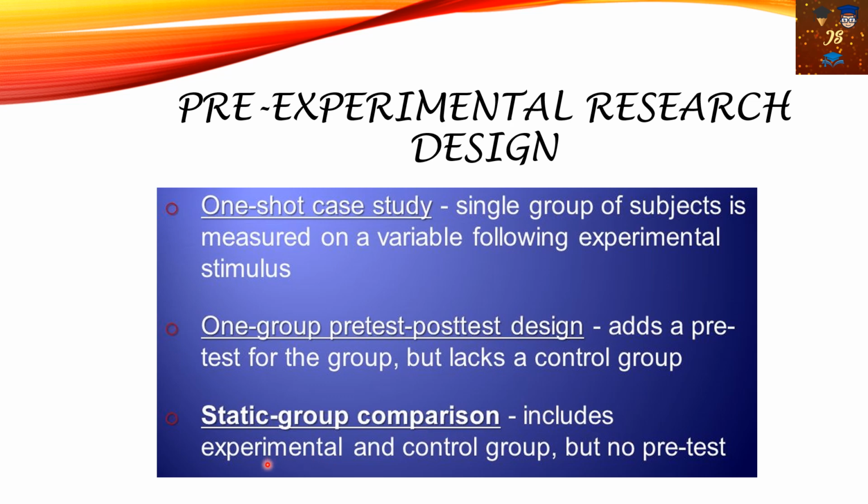The third one is the static group comparison. It includes the experimental and the control group but no pretest. That means in this case there is an experimental group of 60 people and a control group of 60 people. The experimental group will be provided with the street food. The control group will not be provided with the street food, and when the research is over, these two groups will be compared from the standpoint of the weight, whether it varies or not.